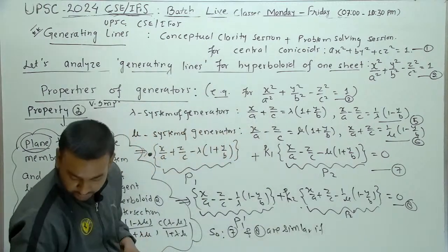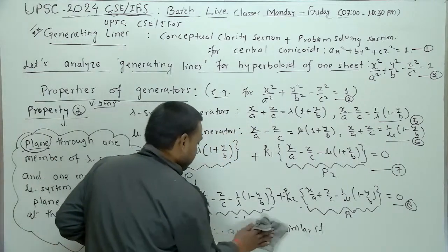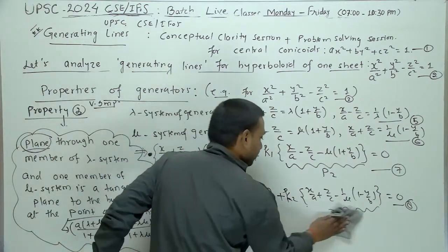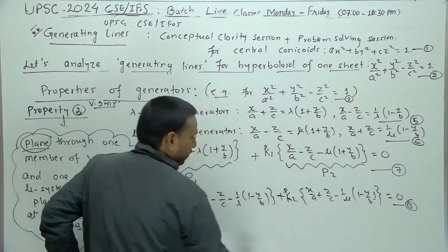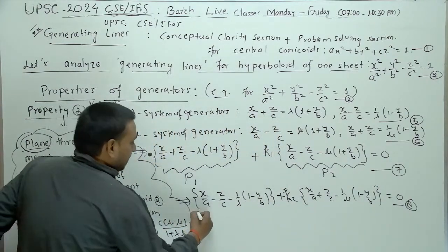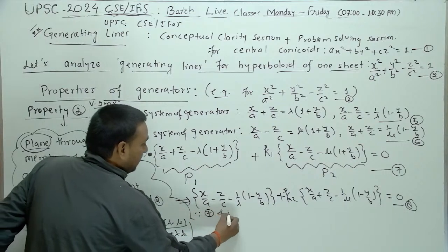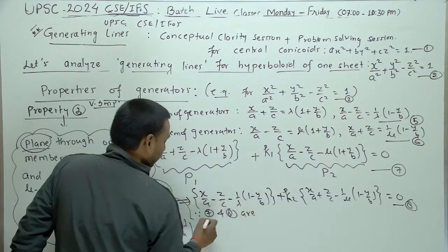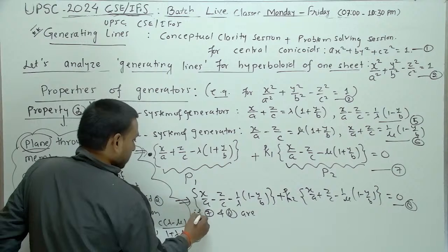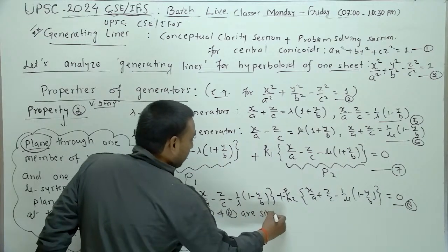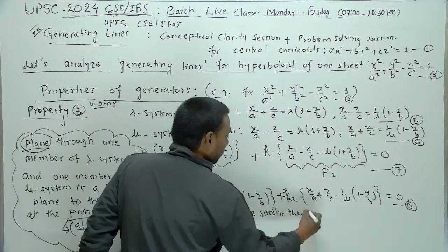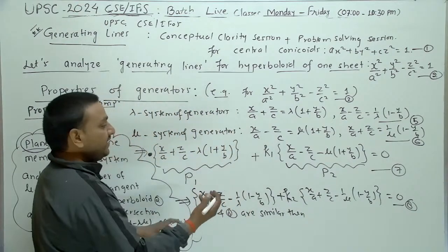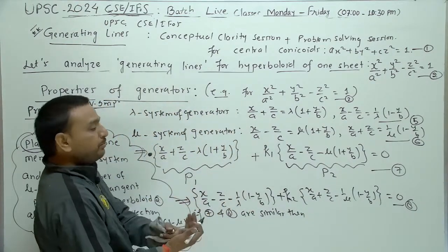नीचे वाले को हटा दूं तो मेरे को अच्छा स्पेस मिल जाएगा. देखिएगा बी ऑन द बोर्ड प्लीज. Since 7 and 8 are similar planes, then क्या होगा? Coefficients must be in the same proportion.